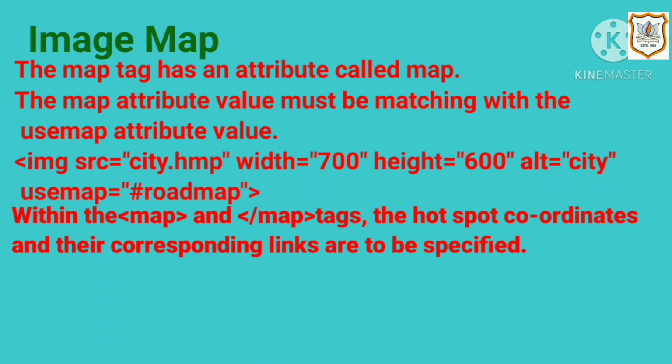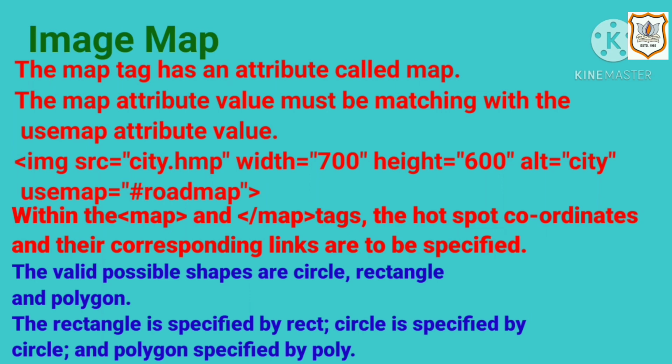Within the map and /map tags, the hotspot coordinates and their corresponding links are to be specified. The valid possible shapes are circle, rectangle and polygon. The rectangle is specified by rect, circle is specified by circle and polygon is specified by poly.